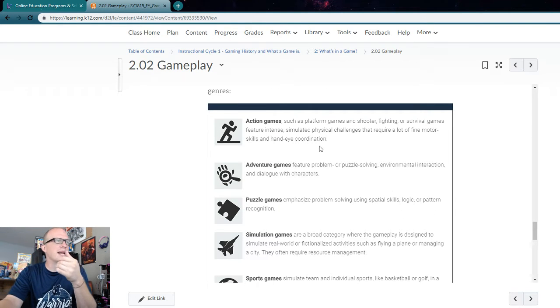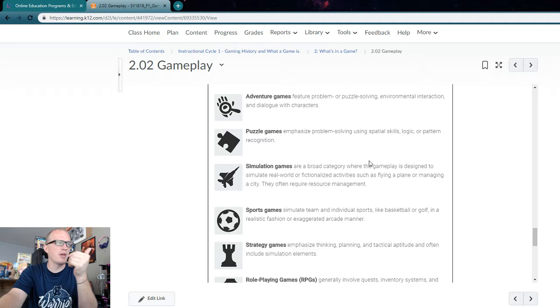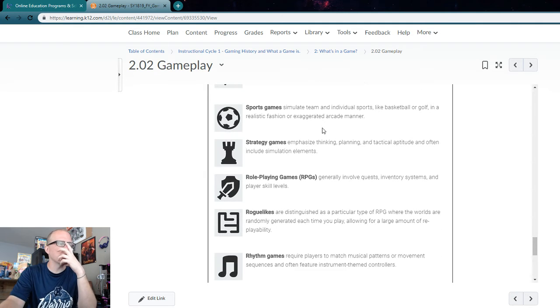An action game is going to be any kind of, usually a third person, maybe not a third person shooter, but a third-person game with a lot of speed, a lot of action. Nex Machina, I think, is a really good example of that. Adventure games are usually going to be like quests. A good example of that is Fable. Puzzle games are going to be like Candy Crush, simulation, flying, driving, Forza Motorsport, sports games, obvious.